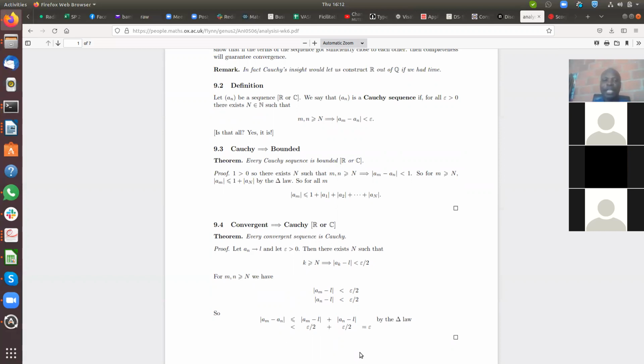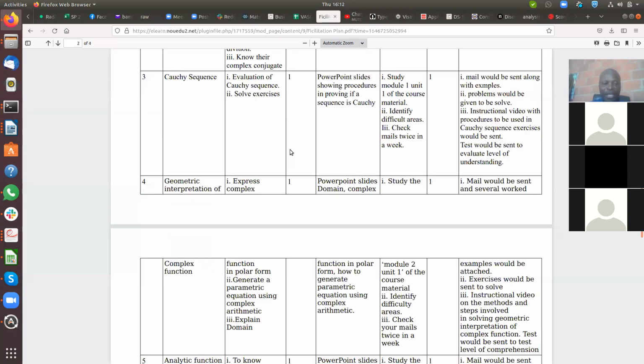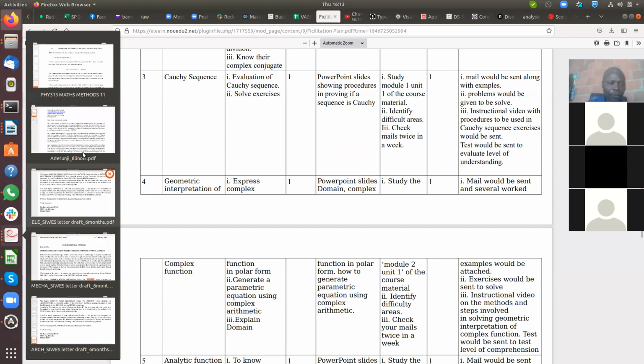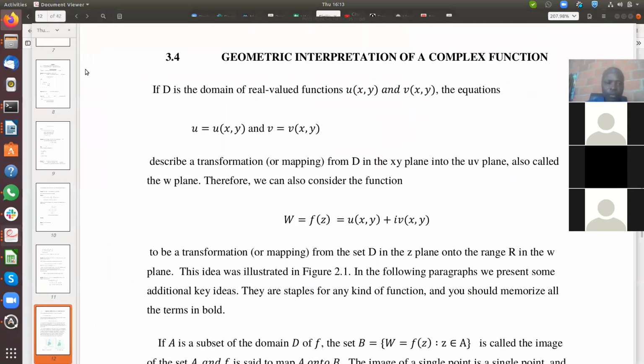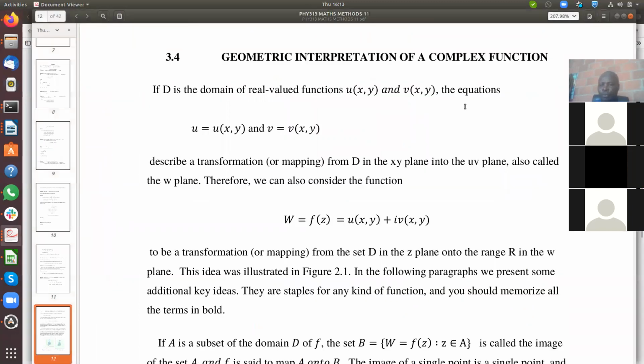Okay, having said that, we move to today's lecture, which is basically centered on geometric interpretation of complex function. I didn't prepare any slide for that because I sent a note to you earlier on in the first week of the lecture. So you should have the notes by now. So I'm going to use that note for the lecture, which is this. I think you can see it.